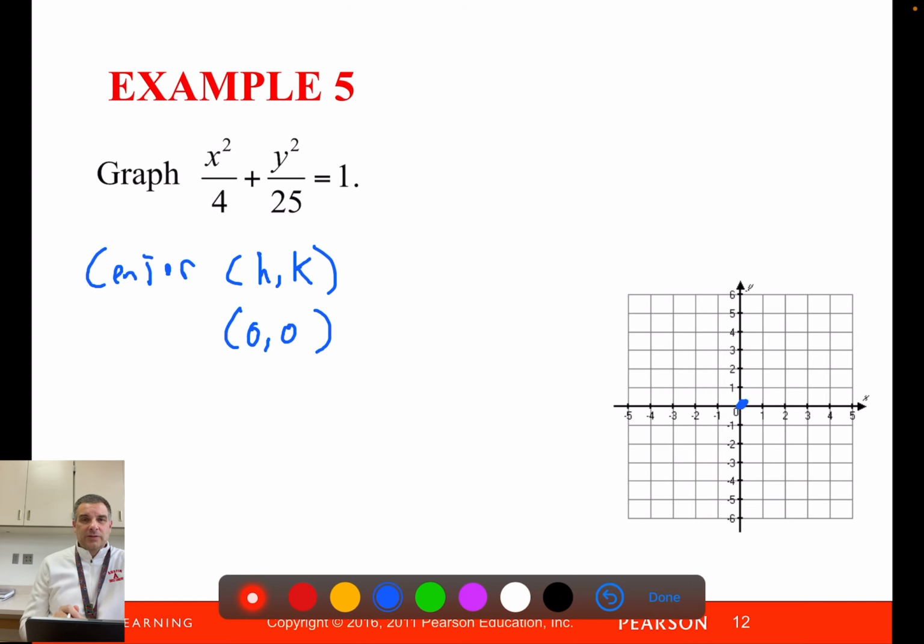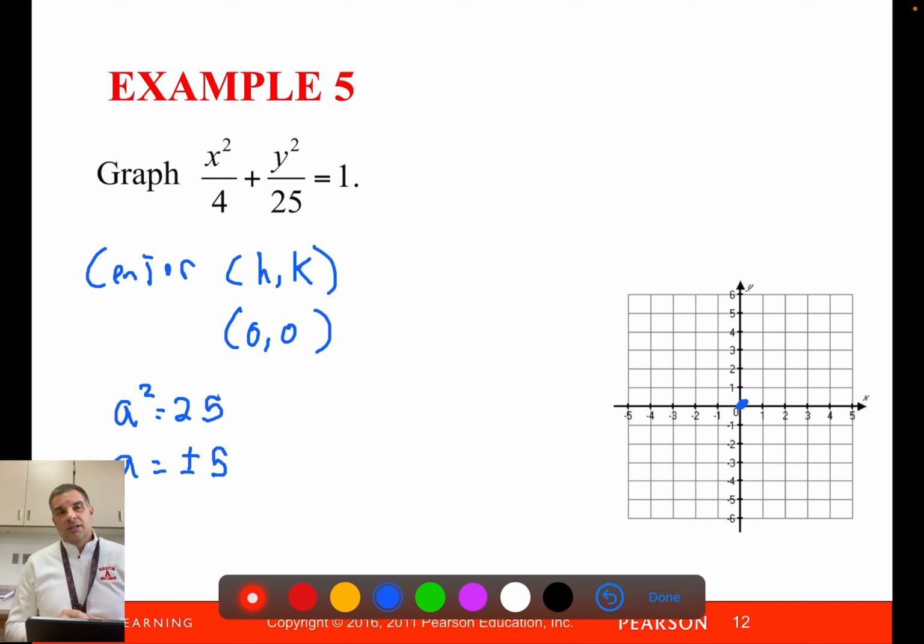The next thing we want to find is our a values and our b values. Technically speaking, a squared is always the bigger of the two in an ellipse. So my a squared is equal to 25, and my a value is equal to plus or minus 5. What this means is we are going to move from the center up 5 and down 5, and put points there. We move up and down because that a value is underneath the y. It's the denominator for the y.